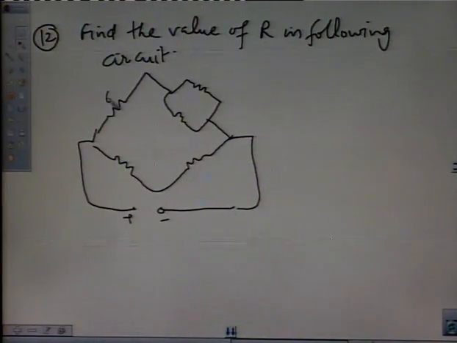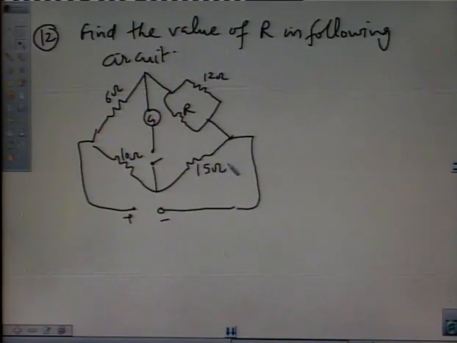In this case, this resistance is 6 ohm. This is 10 ohm. Here we have a galvanometer which is connected to a key. So this is 12 ohm. And this is R. This resistance is 15 ohm. So we have to find its solution. So from this diagram, it is clear that this is a Wheatstone bridge.